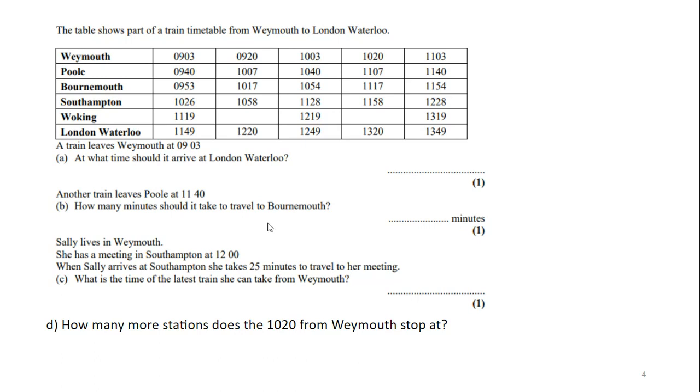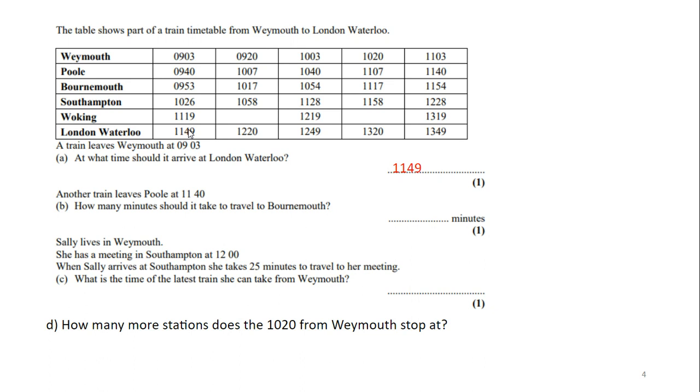So on this one, we've got 5 different trains. So question A, a train leaves Weymouth at 9:03. So we're talking about this train here. Again, we read down the column. At what time should it arrive at London Waterloo? So you look at the 9:03 and you look down the column until you see London Waterloo. That's this last station here. So it should arrive at this time, 11:49.